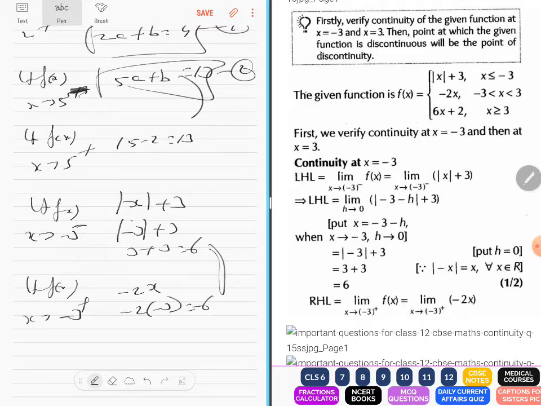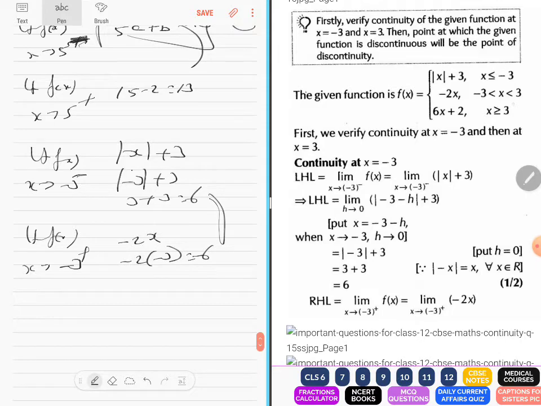Yes, it is continuous. So let's now check the continuity for 3, to the left of 3 and right of 3. This also ideally you should write on a number line, minus 3, 3. They have given this formula, this formula, and this formula.